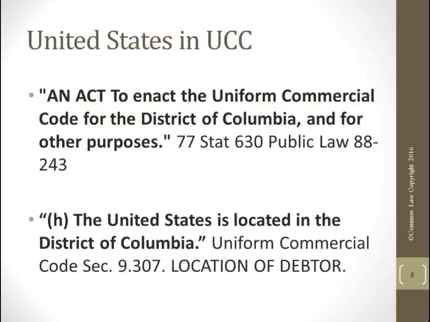Okay, got that? And this is the Uniform Commercial Code. This is found at 77 Stat 630. That's the Statutes at Large, Book 77, and page 630, Public Law 88-243. And that's an act to enact the Uniform Commercial Code for the District of Columbia and for other purposes.